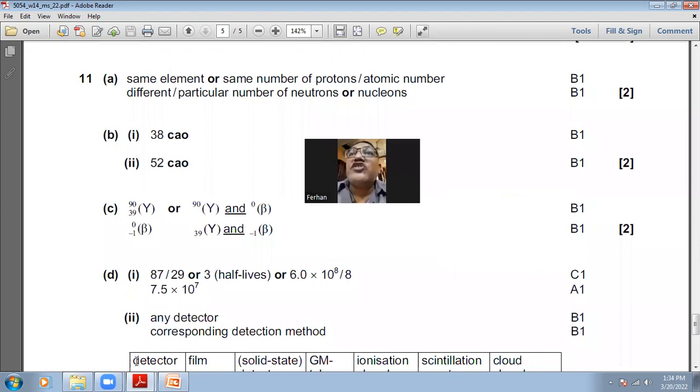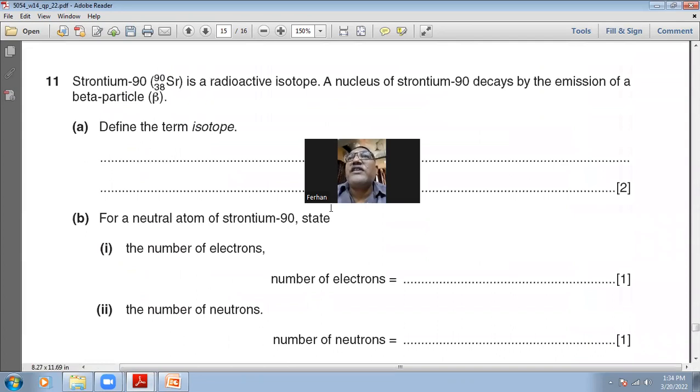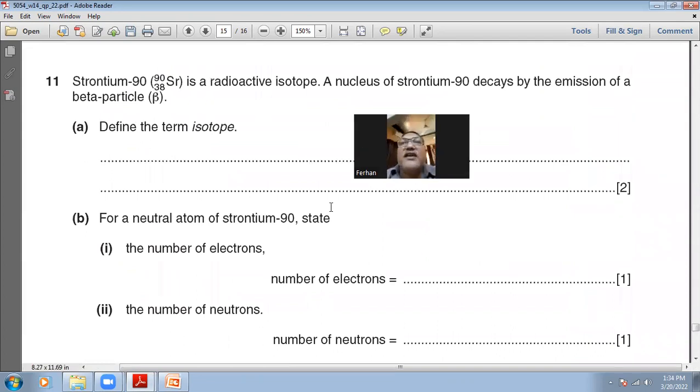So we are done with question number 10. So we are moving to the next question. The next question coming up on your screen is question number 11. He says strontium Sr-38-90 is a radioactive isotope. A nucleus of strontium-90 decays by emission of beta particles. Beta particles are like electrons. Their charge is -1 and their mass number is 0.